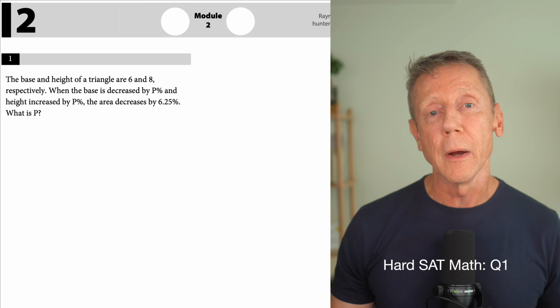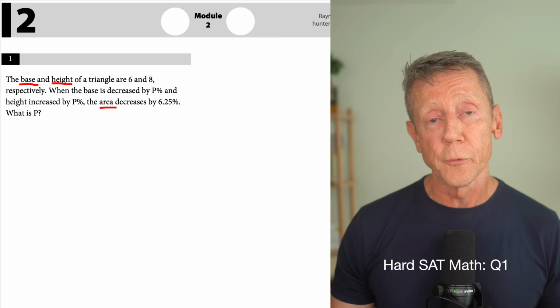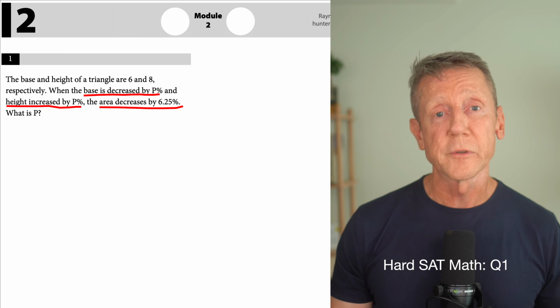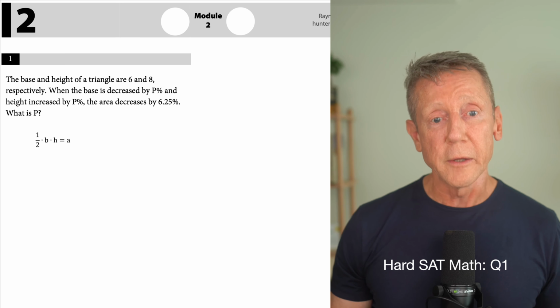As I read through this problem, I see we have a triangle with a base, a height, and an area. And then I see that all 3 of those things, base, height, and area, are going to be changed by percentages. So I think we should start by writing the formula for the area of a triangle. And there it is. 1/2 base times height is area.